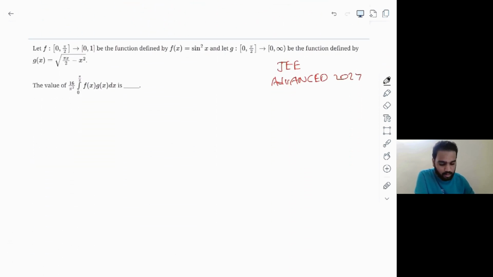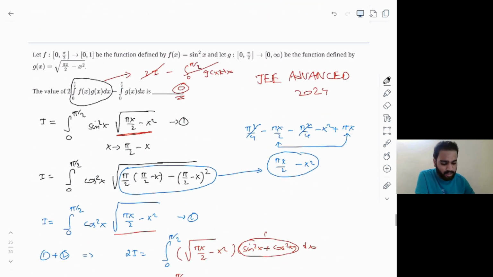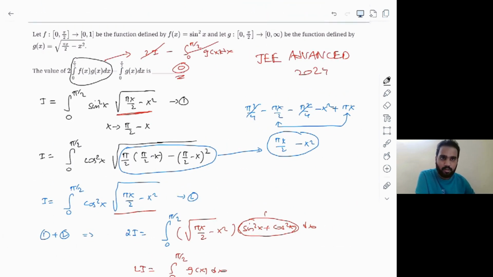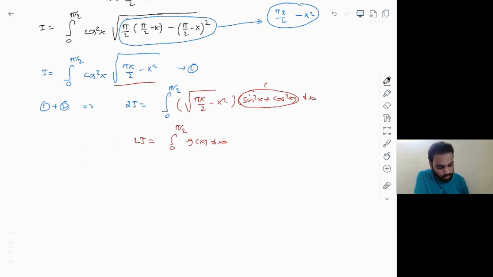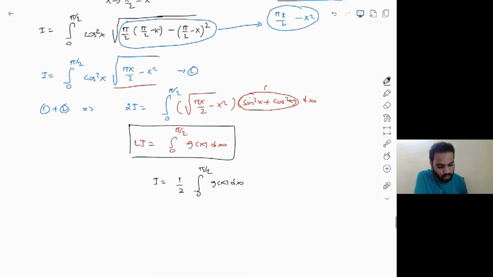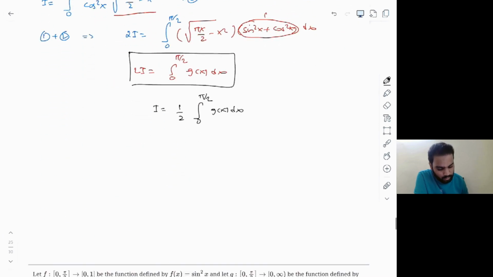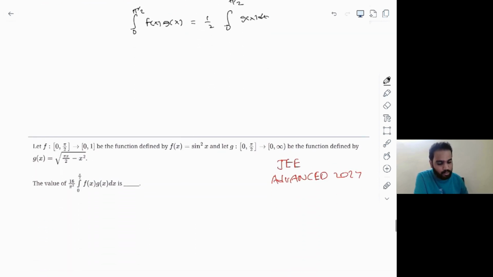We have to find out the value of 16 by pi cube into integral 0 to pi by 2 f of x into g of x. Now the main thing is if you solve the previous question, now this is going to be easy because when you solved it, you got 2I is equals to integral 0 to pi by 2 g of x dx, right? So whereas I is nothing but 1 by 2 into integral 0 to pi by 2 g of x dx. But what is actually I that we have taken? Integral 0 to pi by 2 f of x into g of x. This is what we have taken as I. So that we have got it as 1 by 2 times integral 0 to pi by 2 g of x dx. So now I'm going to make use of it here.